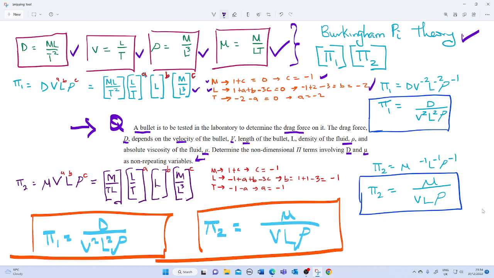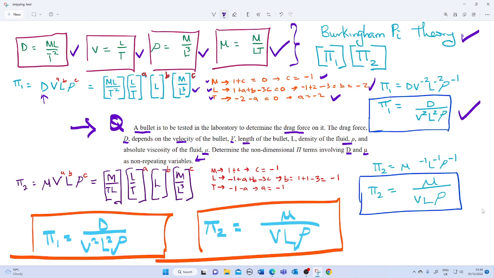Also, likewise for T, we get negative 2 minus a equals 0. So therefore a equals negative 2. So therefore our pi term, since D is non-repeating, becomes pi 1, D V raised to power negative 2, L negative 2, rho negative 1. That gives us our pi 1 to be D over V squared L squared rho.